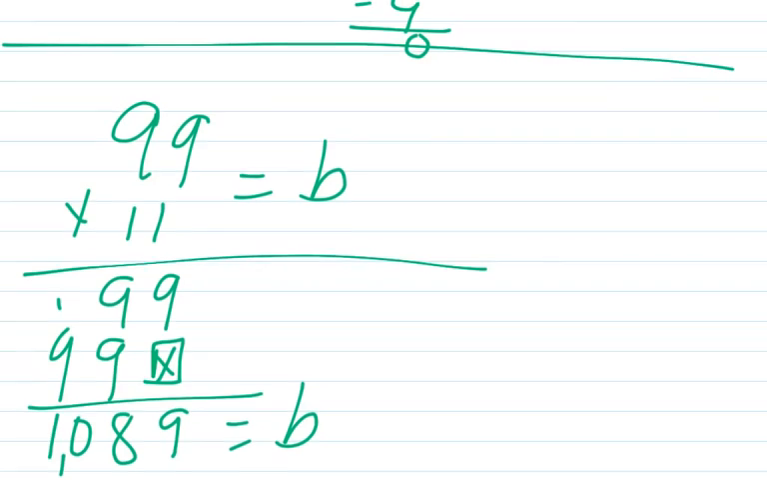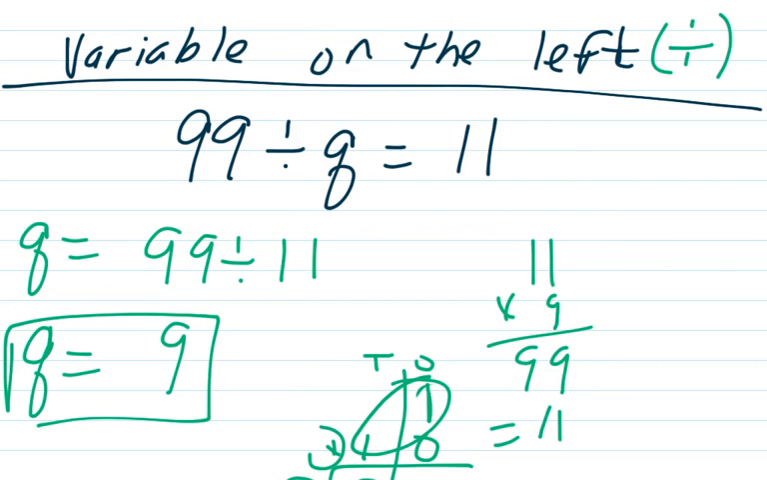Now, if we try to take 99 and divide it by 1089, we won't get 11. So again, if the variable's on the left, then we have to divide.